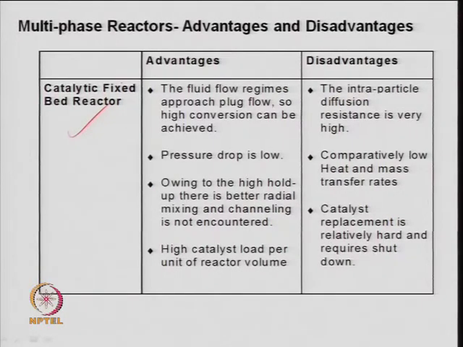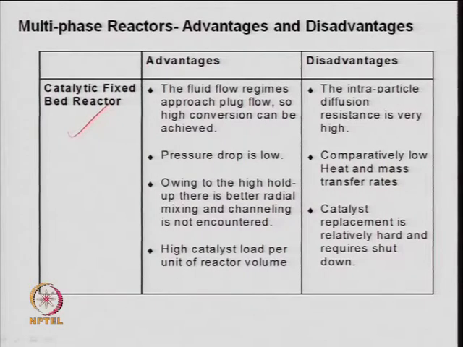So, here in the catalytic fixed bed reactor, the fluid flow regime approaches plug flow, because most of the time I say that the dispersion is to be minimized, right. Axial and radial dispersion contribute a kind of non-ideal flow, right. So, that is to be avoided, and when you have a fixed bed reactor, one can select the proper design conditions in terms of the height of the reactor, diameter of the reactor, size of the catalyst particle, and can approach a plug flow condition, right.